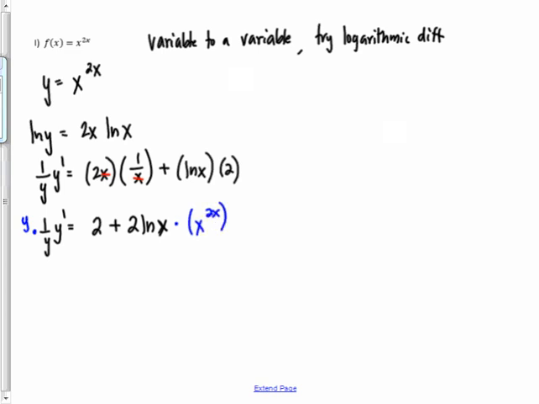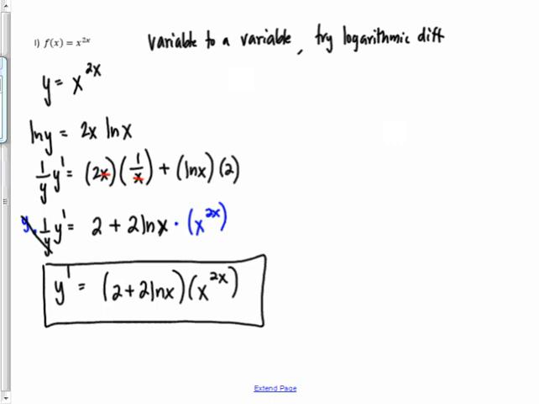You could distribute that if you wanted to, but there's really no reason to do that. There's your answer: 2 plus 2 natural log x times x to the 2x. Okay, make sure you practice your homework problems.